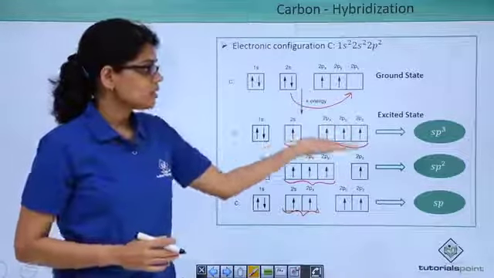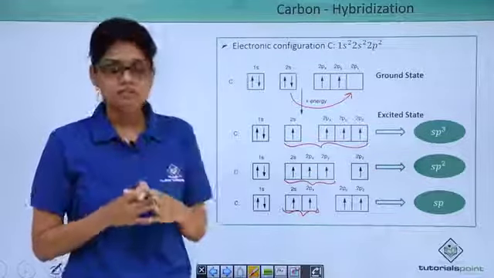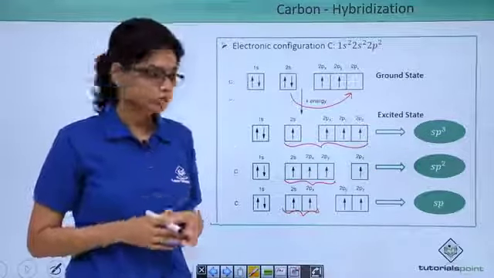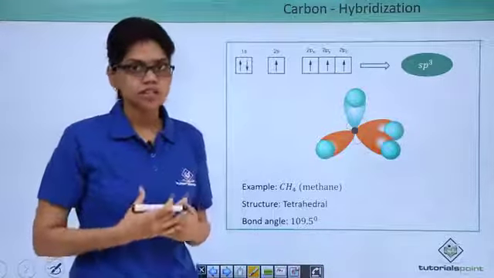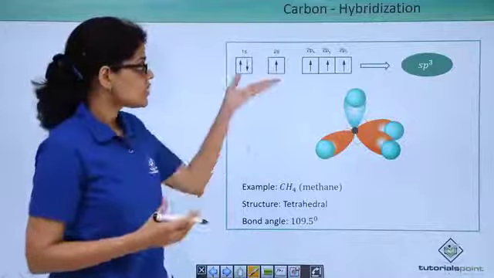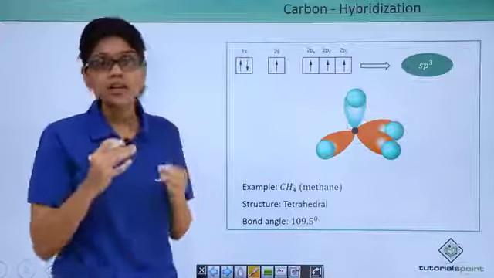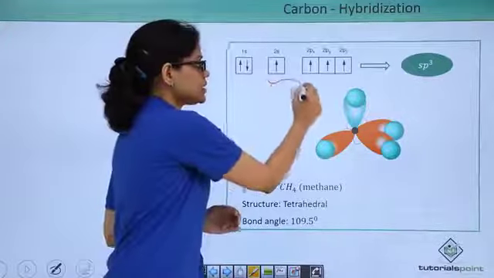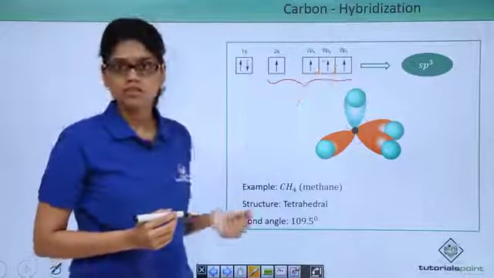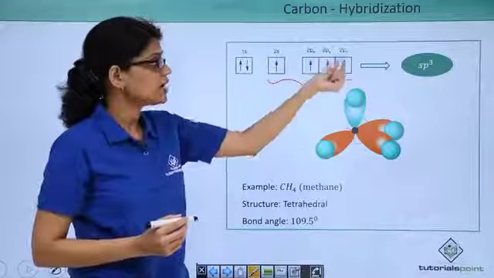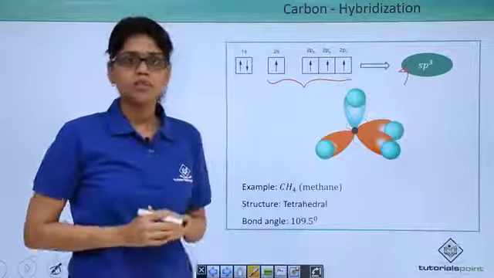So let us study in detail what these different hybrid states are, and what their structures and bond angles are. The first hybridization state that we are going to study is sp3. As we can see, the excited electronic configuration of carbon for sp3 hybridization would look something like this, where s is combining with the remaining three orbitals, 2px, 2py and 2pz, giving four sp3 hybrid orbitals.